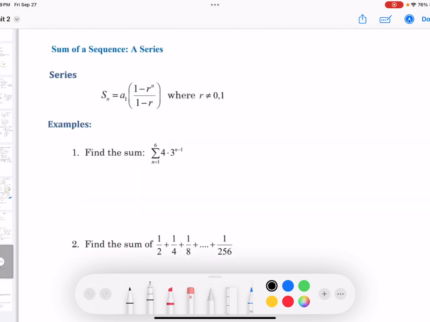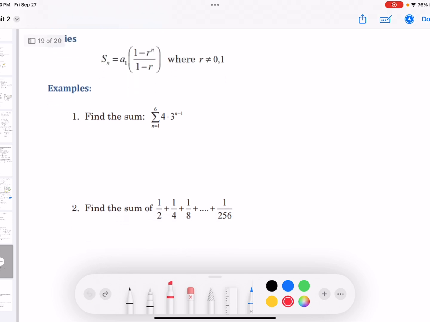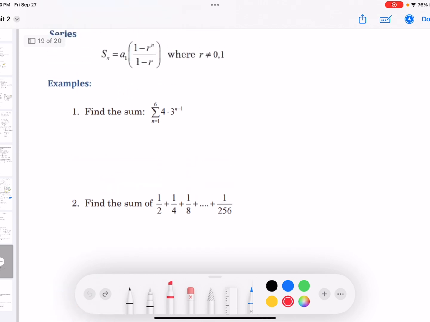Let's see series. The sum of the sequence is a series. So the series for the geometric sequence has a formula. So this is a formula. Let's memorize it. S sub n is equal to a sub 1 times parentheses 1 minus r to the nth power, divided by 1 minus r. Okay, let's see the first example. Find the sum. Is this one a geometric sequence or geometric series?